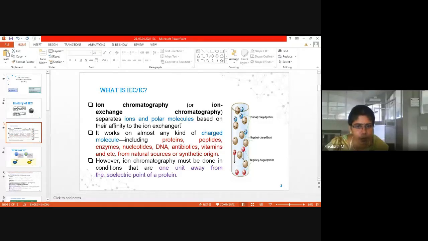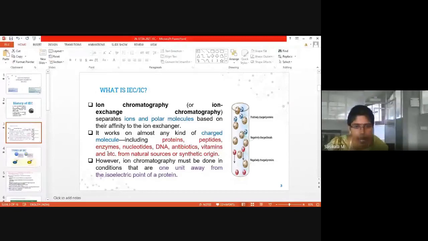The best example of a polar molecule is protein. So ions and proteins as polar molecules can be separated using ion exchange chromatography. It is applicable to charged molecules such as proteins, peptides, enzymes, nucleotides, DNA, antibiotics, vitamins and other polar molecules, from natural or synthetic sources. Whichever source the polar molecules are derived from, they can be separated from their mixture by ion exchange chromatography. Okay.